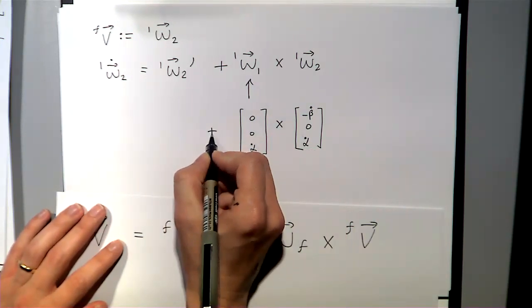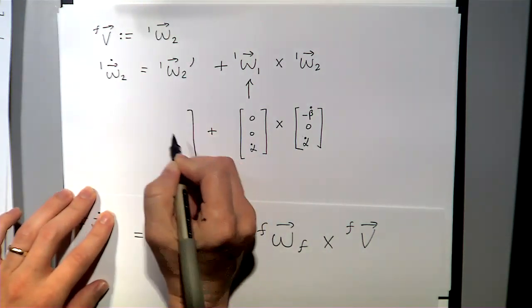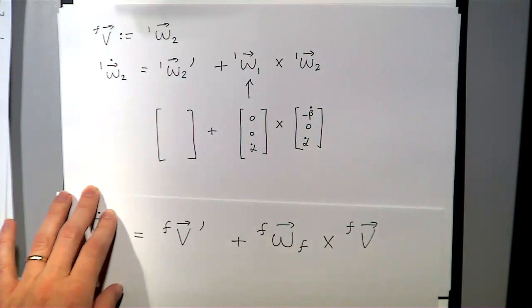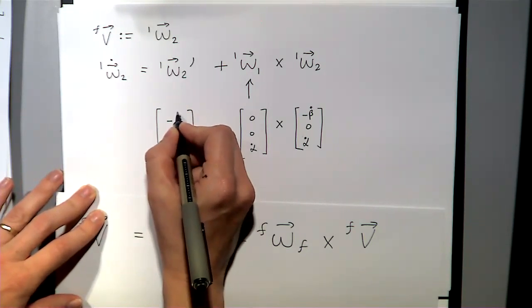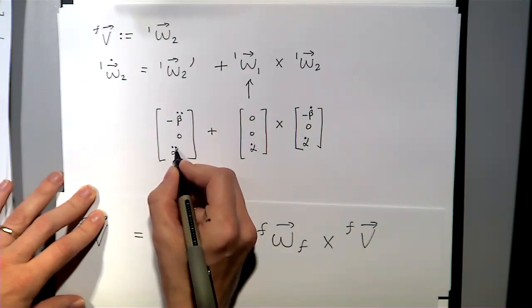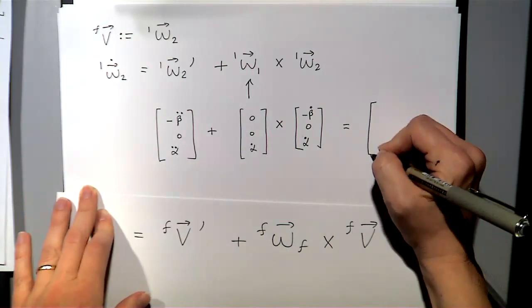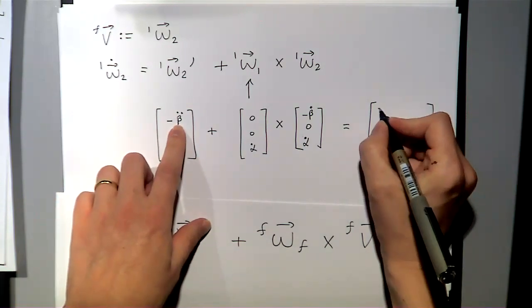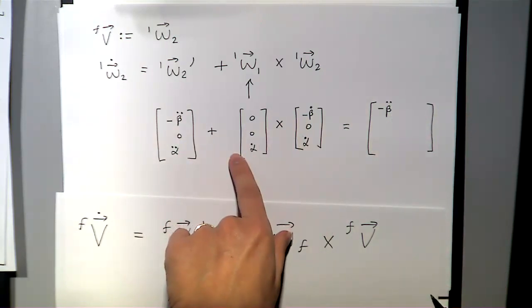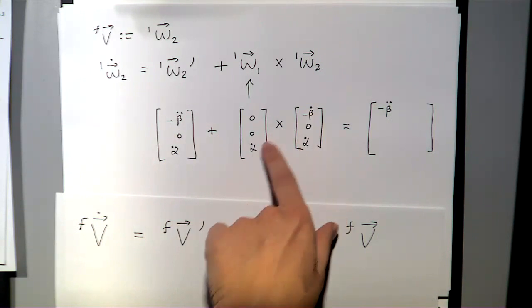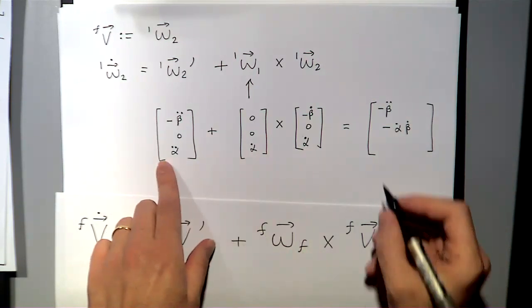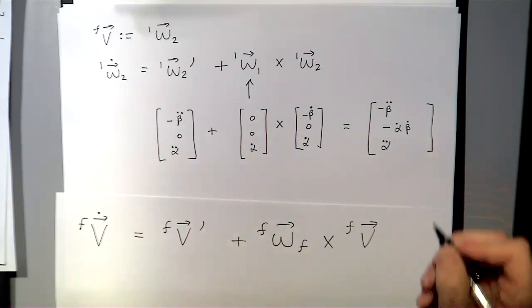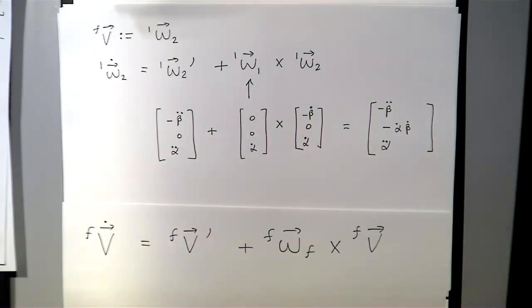Okay, and plus, now what is this? This is simple, just the term by term derivative of our vector. So, minus beta double dot, 0, alpha double dot. So what are we getting? Here it will be minus beta double dot, and then plus nothing, and then nothing plus this, so minus alpha dot beta dot. And here alpha double dot plus nothing. Check me. Any approvals? Any mistakes?